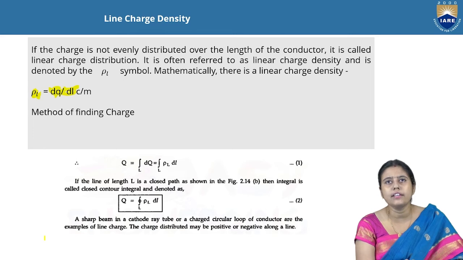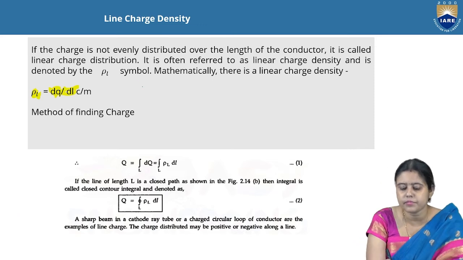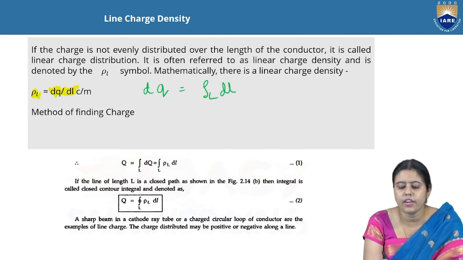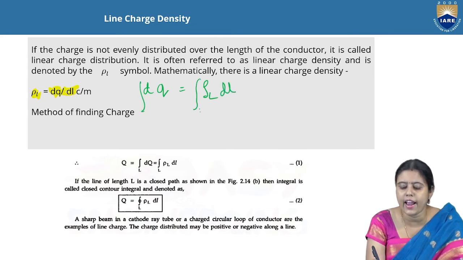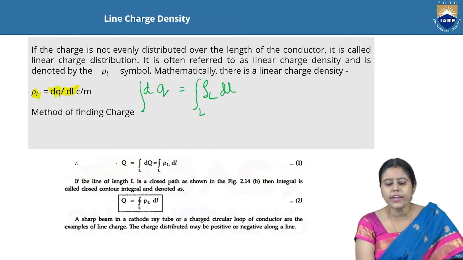Now, how do we get the charge? If we know the charge density, from here we can write dq is equal to rho L dl. So if we integrate both sides along the line, we can get the total value of q.